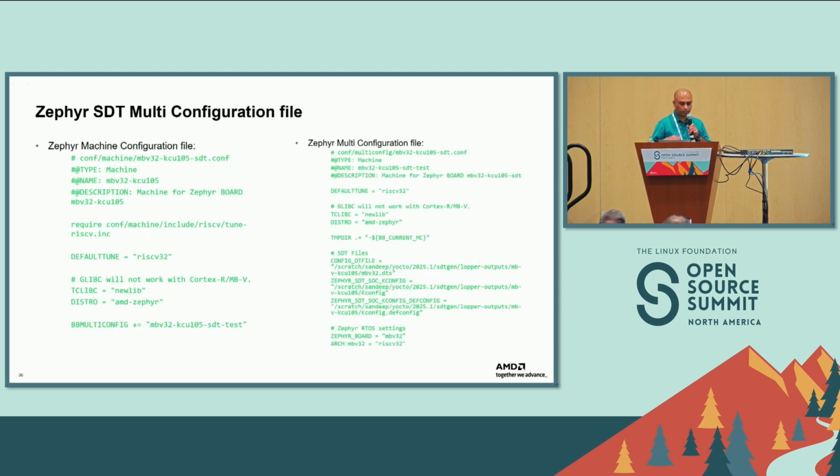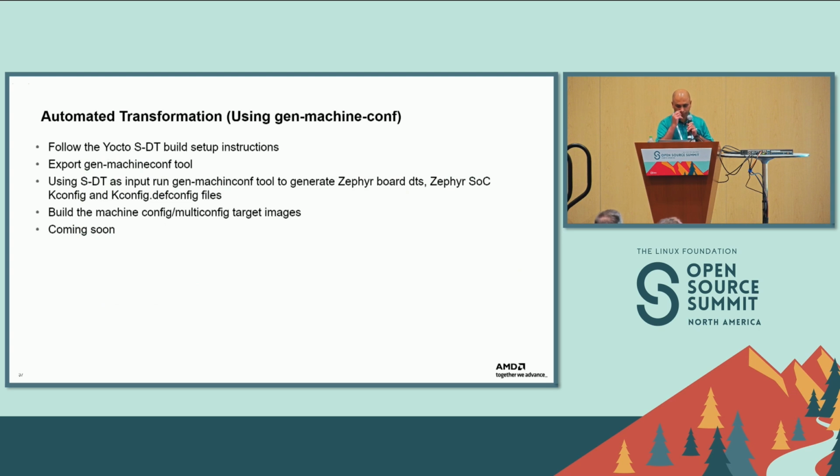And this is the system DeviceTree file for the multi-configuration MicroBlaze-V file. Basically, you have a MicroBlaze machine file. For example, we are taking the KCU105 MicroBlaze here. You again set the default tune files and the toolchain library, and you also need to set something called bitbake multiconfig. In this, we have the bitbake multiconfig example file as a MicroBlaze-V file, KCU105 SDT test. On the right-hand side, you can see how the system device tree looks for the multi-configuration file.